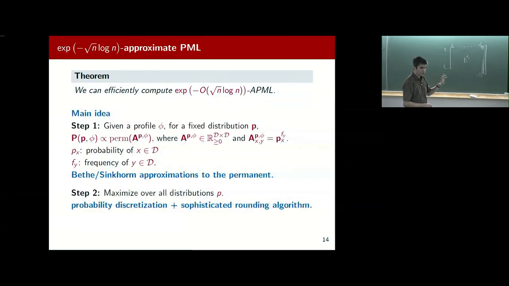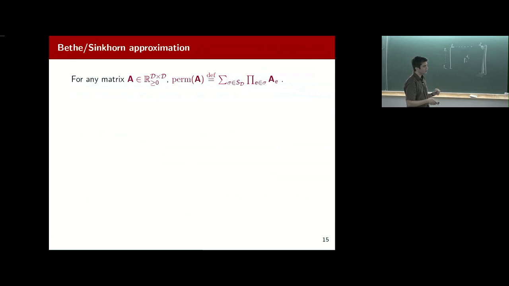All right, so let me tell you a little bit about these approximations. This is the part I'm going to focus on for the most part. There's a second part which I don't really say much about, which is once we have these approximations, we're going to again do the same steps that we had before. We're going to discretize probabilities and so on. We're going to do some sophisticated rounding. Let's not worry about all of that. Okay, so I want to focus on these connections.